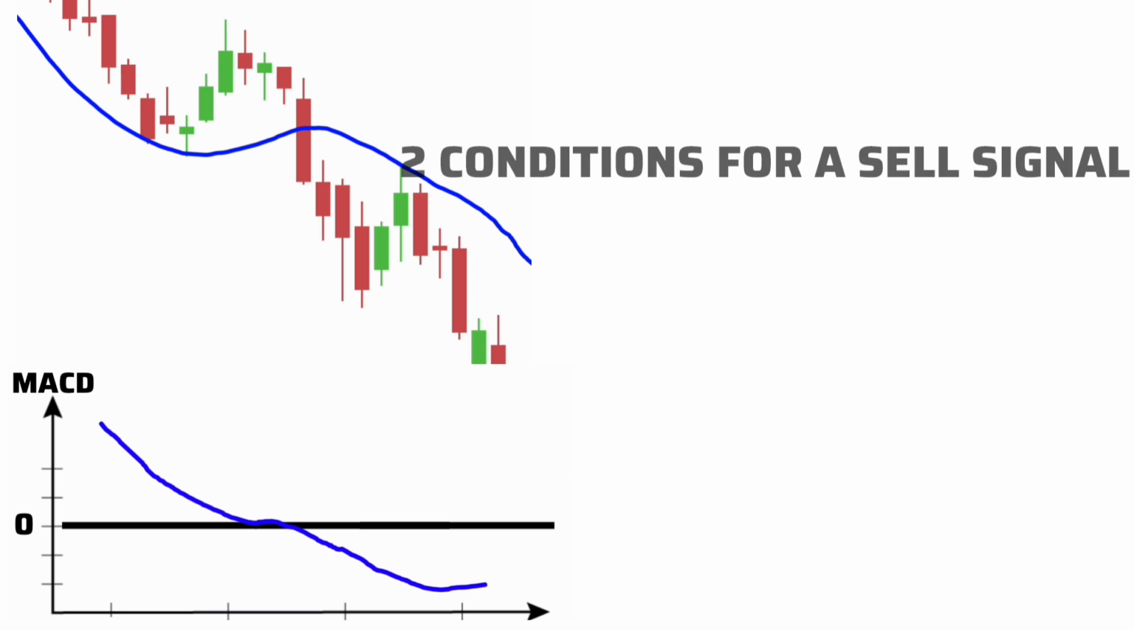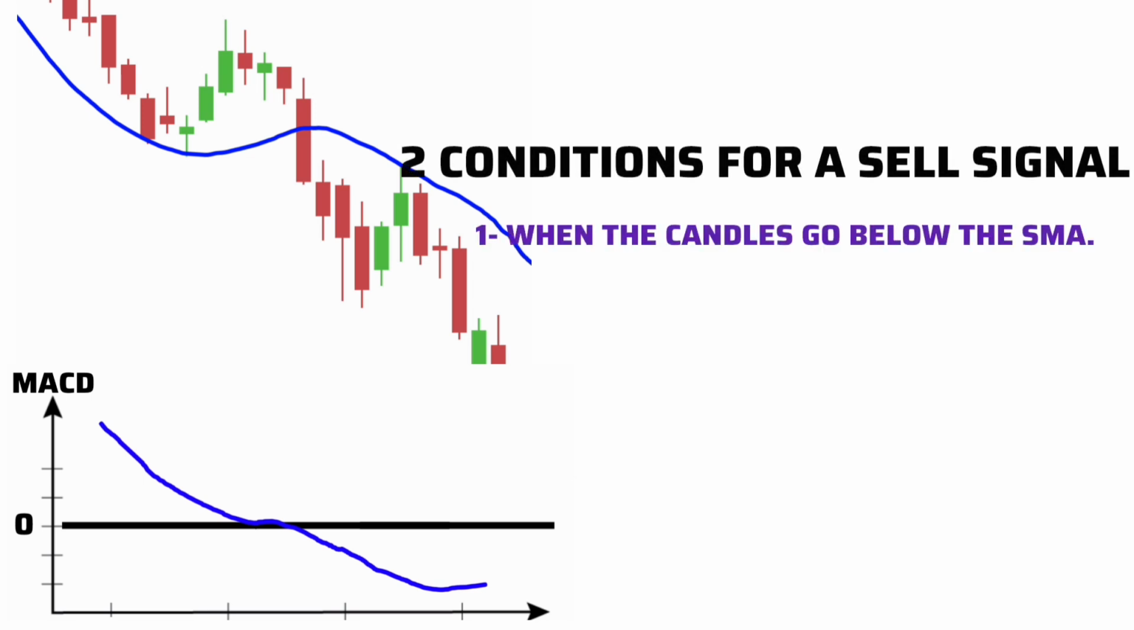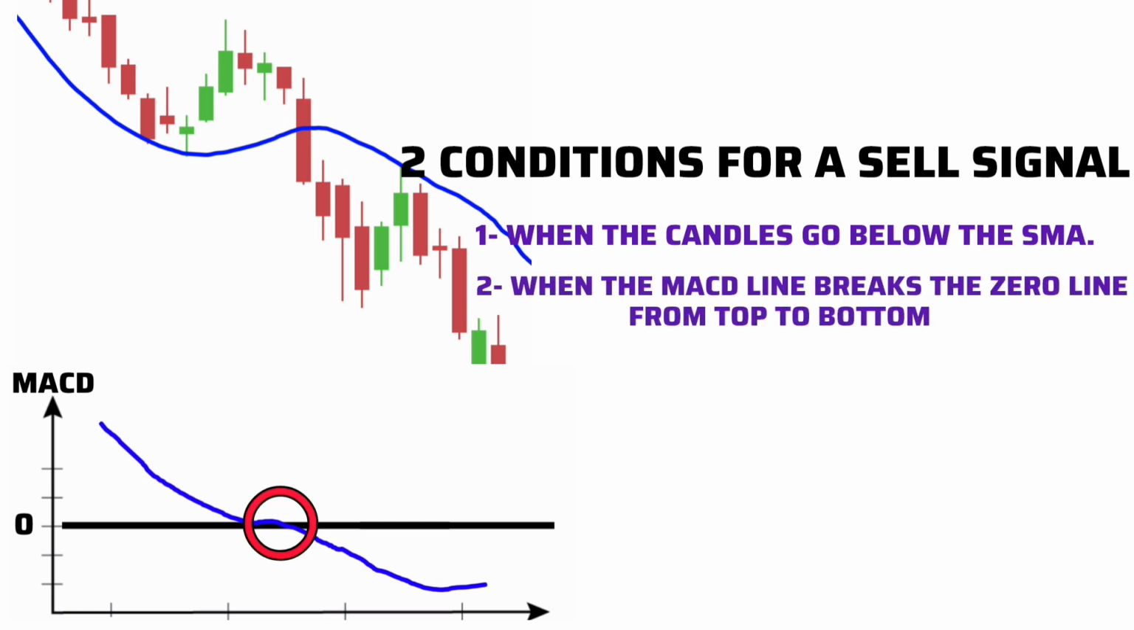Two conditions for a sell signal. 1. When the candles go below the SMA. 2. When the MACD line breaks the zero line from top to bottom.